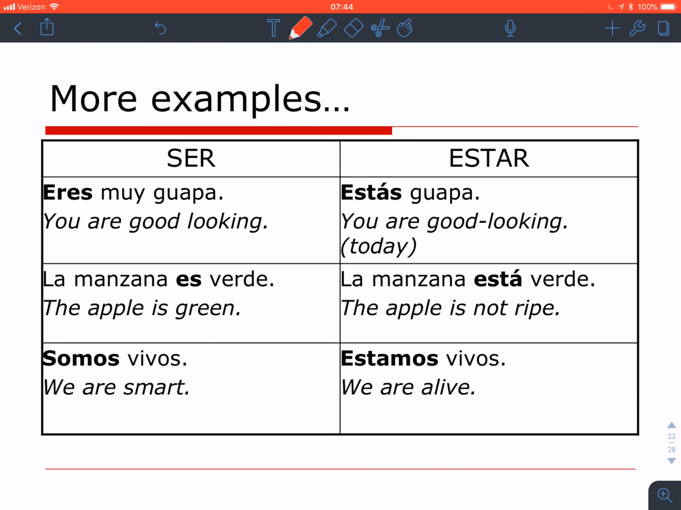And a few more examples. Eres muy guapa. Well, that's basically the same situation as eres muy bonita. You want this one to be told to you. This one, not so much. La manzana es verde. This means that it would be a Granny Smith apple.